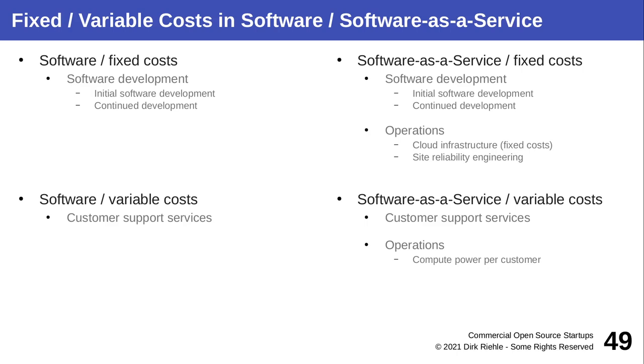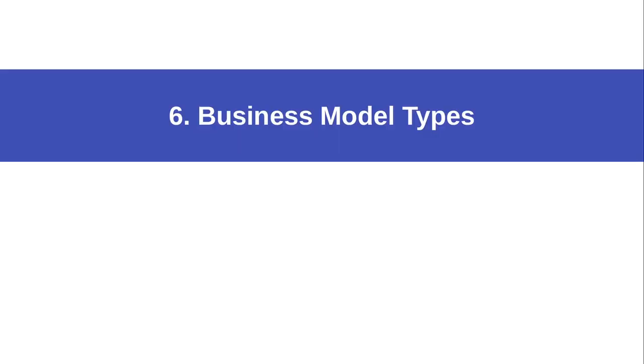If you run the software as a service, then fixed costs are the site reliability engineering, some of the software development specifically aimed at the as-a-service component as opposed to the actual business functionality. And the variable costs are obviously the increased computing power that you need as you onboard a new customer. So that's why it's variable. A new customer, a bit more strain on your resources, meaning you need to buy more resources.